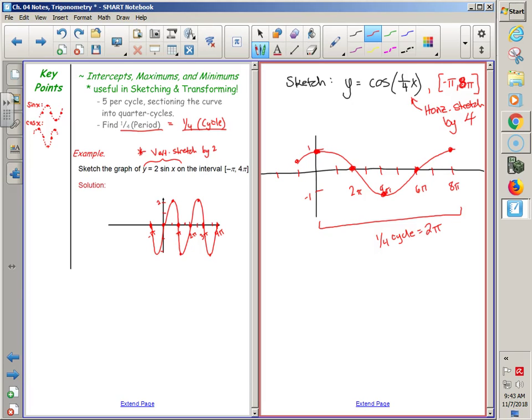Could I have taken each and every point: 0, 1, pi over 2, 0, pi, negative 1, 3 pi over 2, 0, and back to 2 pi, 1. I could have taken each of those and multiplied the x's by 4. That totally works. But maybe it's easier to say, hey, the whole thing is going to be 8 pi, 4 times as long. Cut it into fourths. By 2 pi's, by 2 pi's, by 2 pi's. Zoop, zoop, zoop. There's my wave.